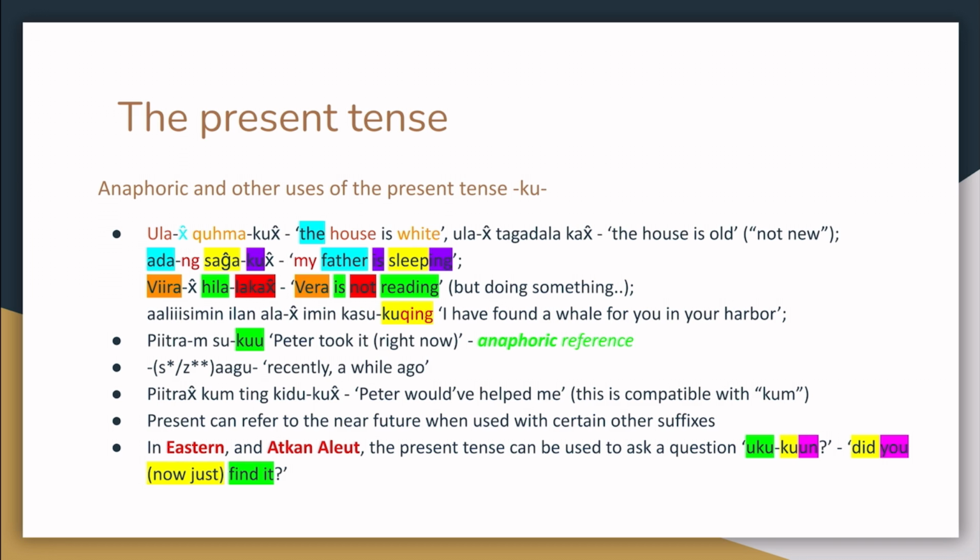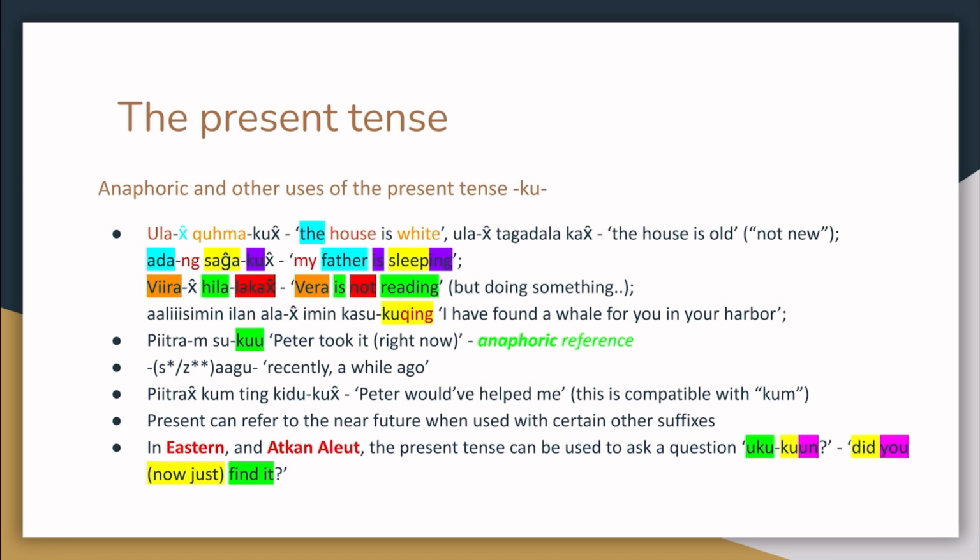After kuhma, you have ku. Ku is the present tense, and then after that you have huh. They used the SG, which I assume is singular, to refer to the purpose of that huh after the ku. The ku is the present tense, so it's saying that the house is white right now. This is supposed to be tagada. It's supposed to be tagada lakach. So tagada means new. Lakach is not.